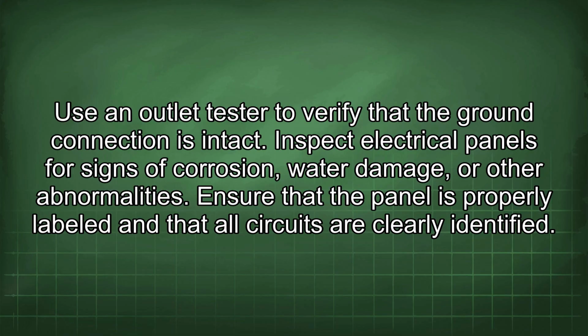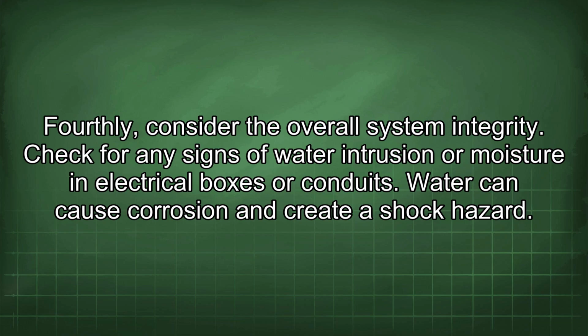Inspect electrical panels for signs of corrosion, water damage, or other abnormalities. Ensure that the panel is properly labeled and that all circuits are clearly identified. Fourthly, consider the overall system integrity. Check for any signs of water intrusion or moisture in electrical boxes or conduits. Water can cause corrosion and create a shock hazard.